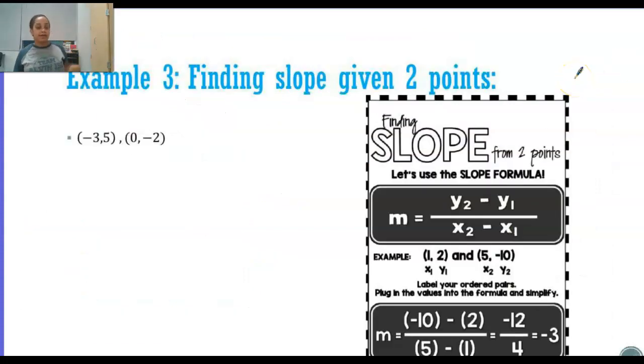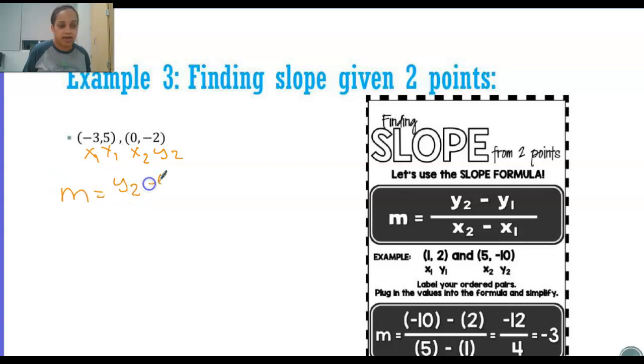So another way you might have to find the slope is when you're given 2 sets of points. So when I have 2 points, I have to use my slope formula. And what I would do is go ahead and label those points as x1 and y1, and then the other point is x2 and y2. When I do that, I can just plug those values into my formula. It's subtract the y's on top, and then again x's on bottom.